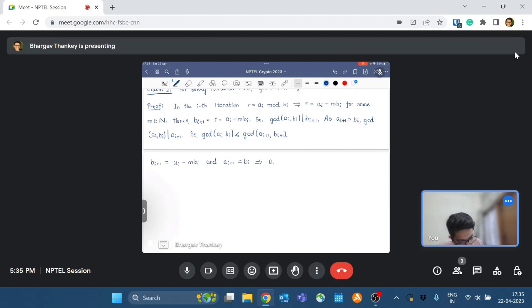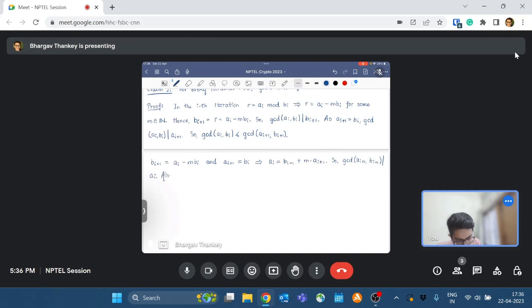AI is equal to BI plus 1 plus M times AI plus 1. So the GCD of AI plus 1 and BI plus 1 divides AI. Why? Because it will divide BI plus 1 and AI plus 1. So it will divide this entire sum, and so it will divide AI.